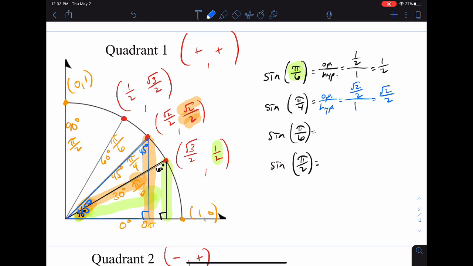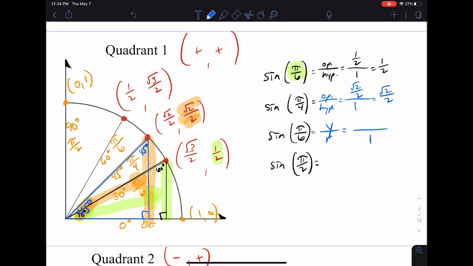Okay, so that's the way you guys have been doing it, but there's kind of a shortcut. Sine is always going to be opposite over hypotenuse, and we know that the hypotenuse is the radius, r. So what will opposite be? Opposite will always be the y coordinate. So if you know the coordinates, you can figure out what sine is going to be.